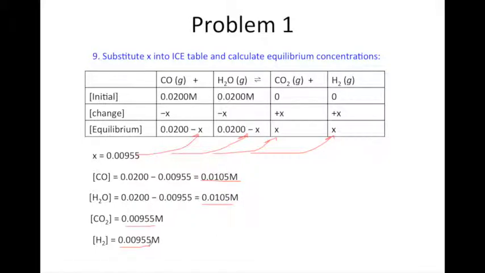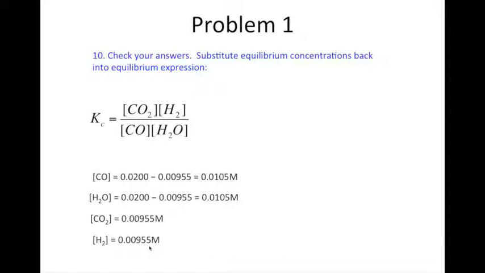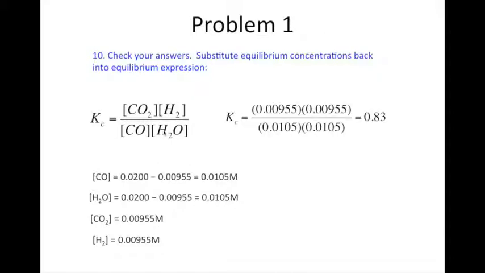But it's always good to check your work, and we can do that because we know our Kc expression, and we know our equilibrium values, so we can plug those into the Kc expression. If we plug those into our Kc expression as solved, we get a Kc value of 0.83. We were given in the problem that Kc was 0.83 actually, and so that's exactly right. So now we know we had the correct answers.